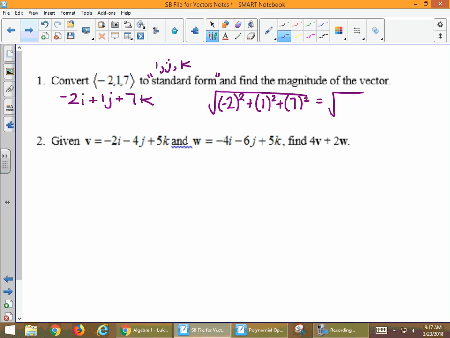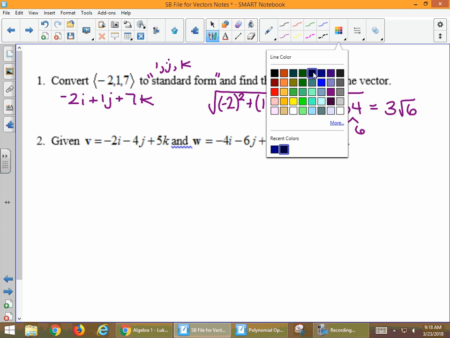I got 54 under the radical. Is that what you guys got as well? And 54 is 9 and 6. So 3 square root of 6, if you want to simplify that radical. So nice. I know there are a lot of little things to remember with this unit, but at least they're kind of little consistent things.